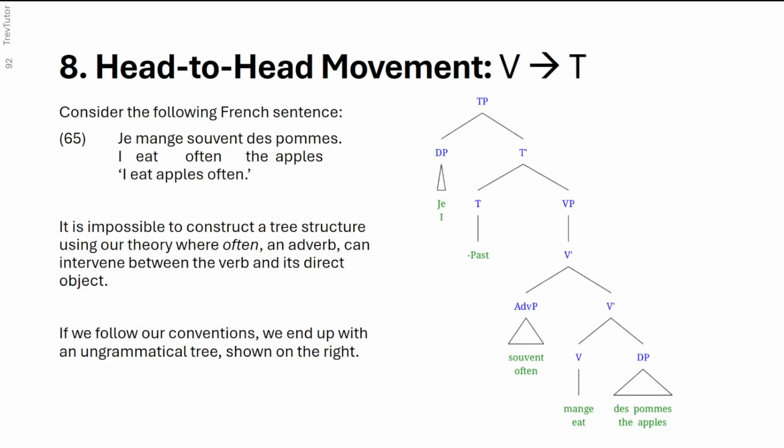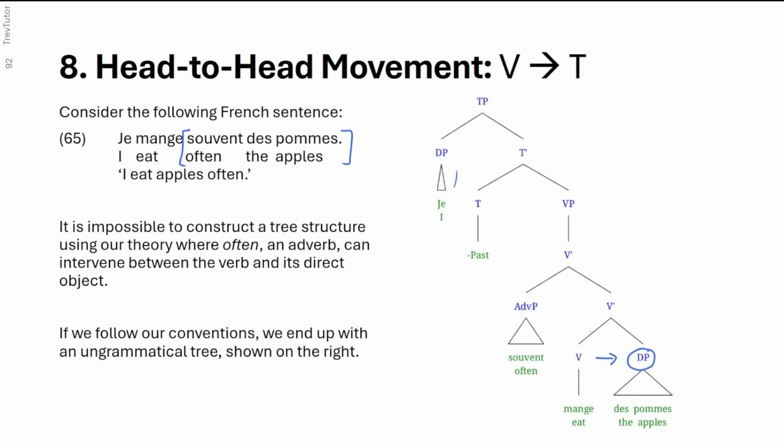Now, if we think about a structure for this, we would have a tense phrase that goes down into tense. So it's eat, so it's minus past. We do have a determiner phrase with the subject, I. But as soon as we get into the verb phrase, we get something a little weird. And that is, if we think about the placement of the verb and the object, the verb should be before the object. And because the object DP is a complement of the verb, they have to be side by side.